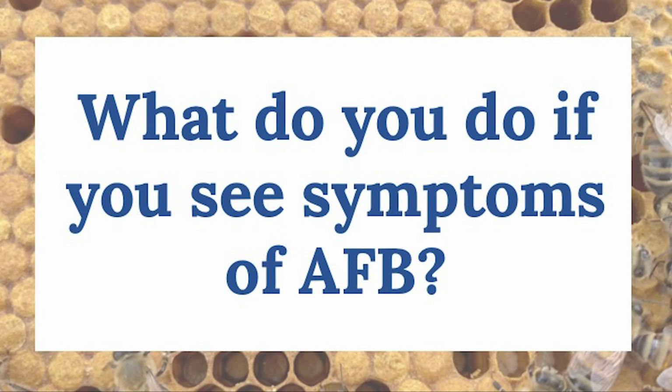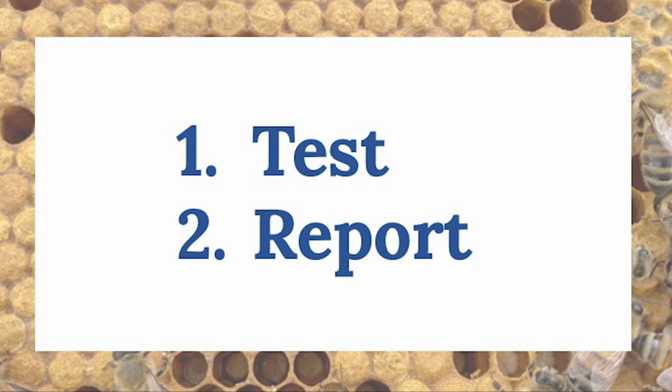What do you do if you see symptoms of American Foulbrood? If you see symptoms of this disease, it's important to do two things. The first is to test the infection, and the second is to report the infection to the New York State Department of Agriculture and Markets. By law, all cases of American Foulbrood must be reported in New York State. It's really important for beekeepers to test their colonies for American Foulbrood so that you can actually verify that that's the disease that you're seeing.